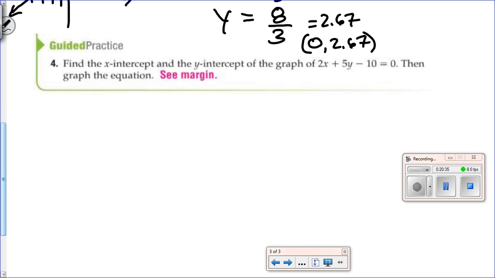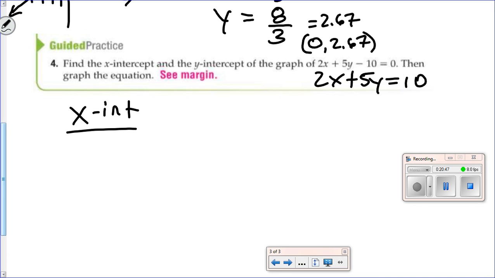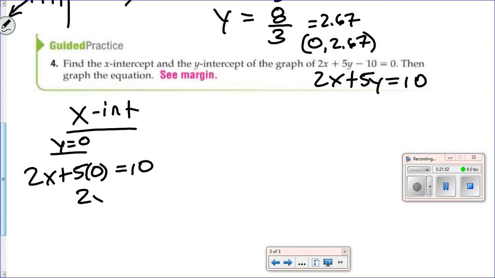So again, we need to be substituting in to find the x-intercept. We should be substituting in 0 for y. We also should have gotten this to standard form, 2x plus 5y is equal to 10. So to find the x-intercept, this is when y is equal to 0. So we're going to substitute 0 for y. 2x plus 5 times 0 is equal to 10. So this is 2x equals 10. Divide both sides by 2. We should get x equals 5. So you have the point 5, 0.